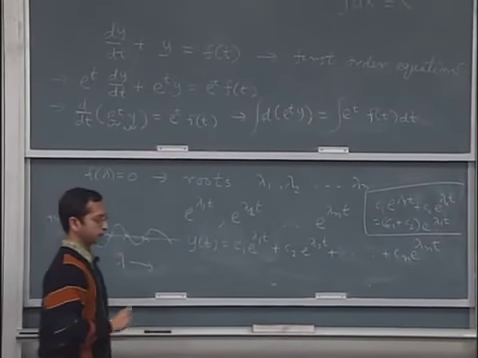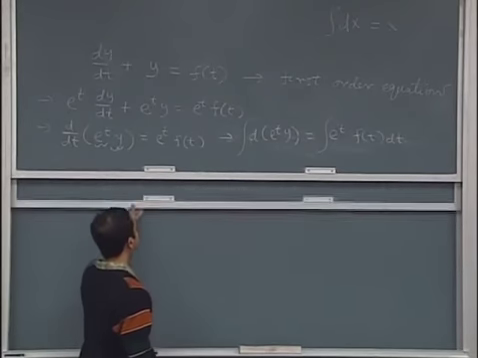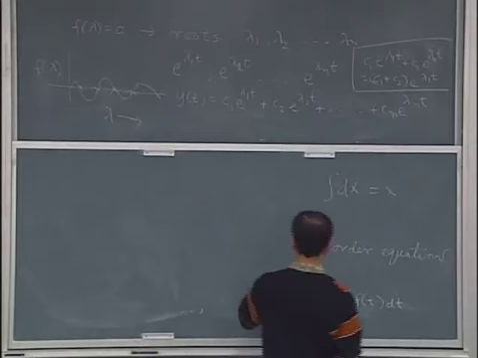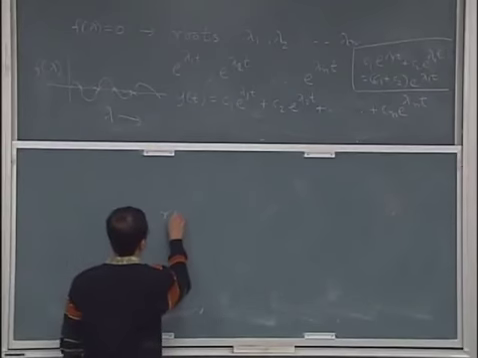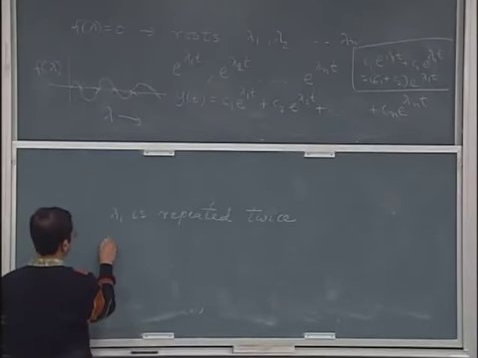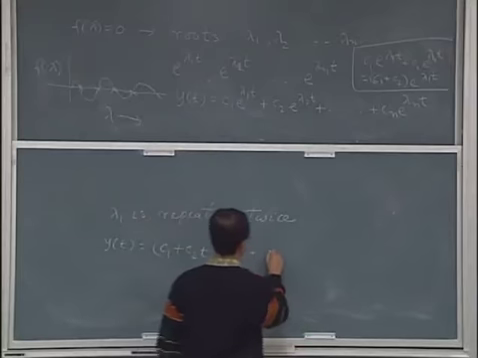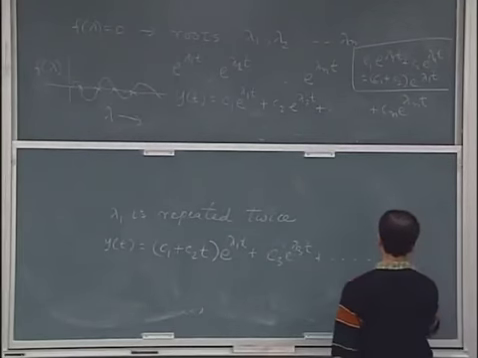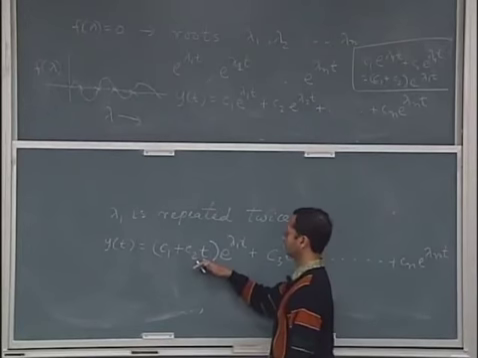And in such a situation, if one root is repeated twice, let me write on the other board. Lambda 1 is repeated twice, so you get y(t) equals (C1 plus C2 t) e to the power lambda 1 t plus C3 e to the power lambda 3 t, like that, plus Cn e to the power lambda n t. So the idea is you multiply by a factor of time.